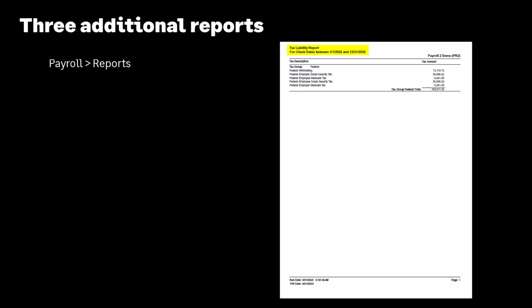Next, we have the tax liability report, which prints your company's employer tax liability by either a range of check dates or a specified quarter. You can specify whether to print federal taxes, state taxes, local taxes, or a combination of the three. Federal tax information prints first, followed by state and then local information. You can also select one or more tax groups to filter the report information.